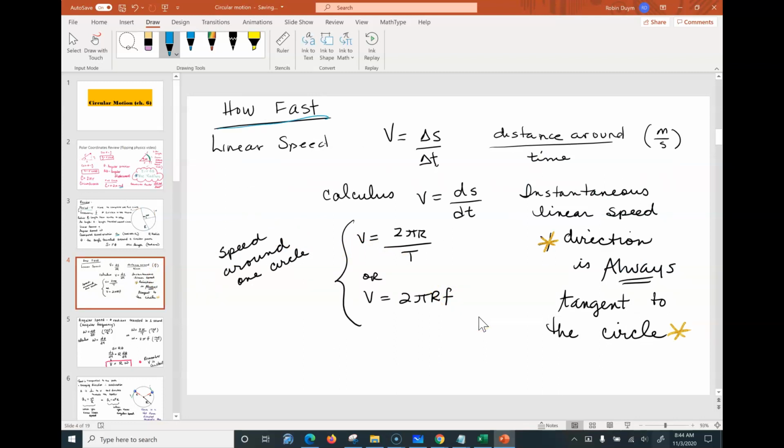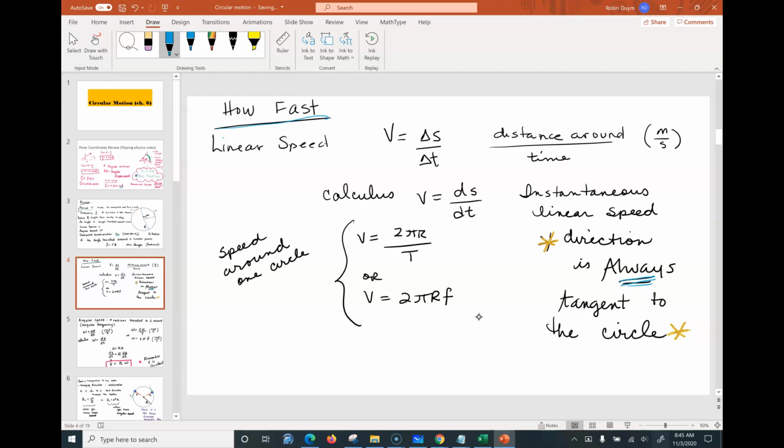When we're talking about how fast, we can talk about our linear speed. We use v, and that is your displacement divided by time. We measure that in meters per second. So again, this would be your arc length, your change in position around the edge of the circle. If we want to use calculus, we could get the instantaneous linear speed, and that would be ds/dt. And we know that the direction is always tangent to the circle.